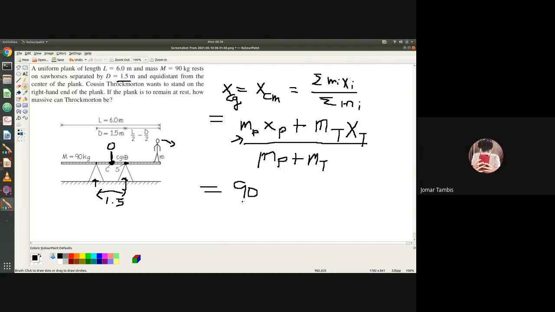Didto sa tunga, nga naa 0. Then unsa na siya? Tunga gihapon siya, di ba? Yes, sir. So akong gipili nga origin ang tunga. Ang center of mass sa plank at the time nga wa pa nisakay si Throckmorton is ang tunga. Unsa kalayo ang imong origin? 0. So this is 0. Plus.